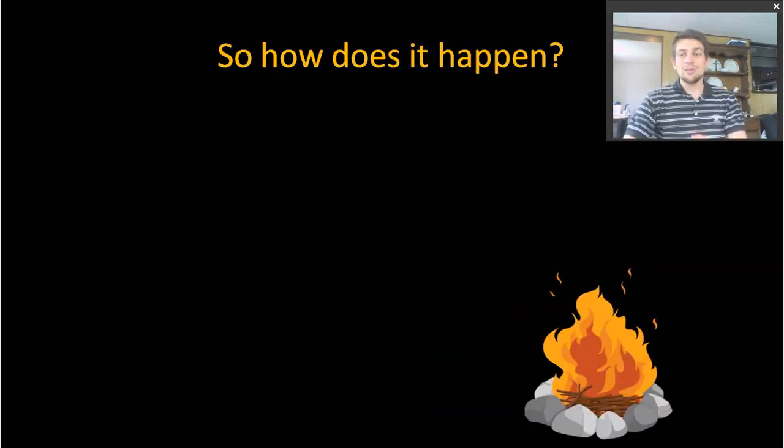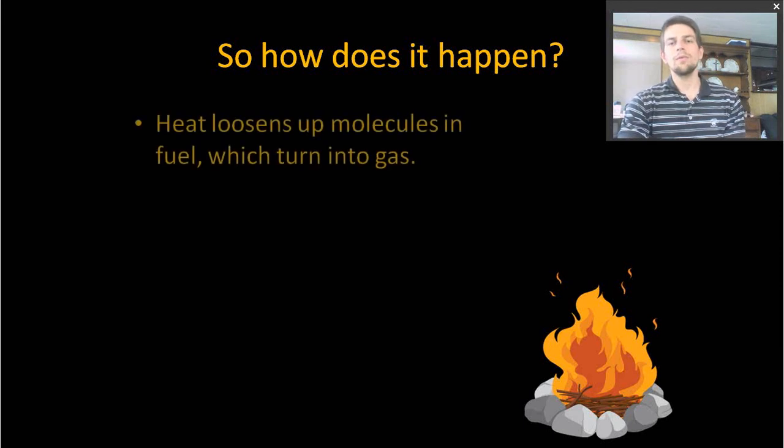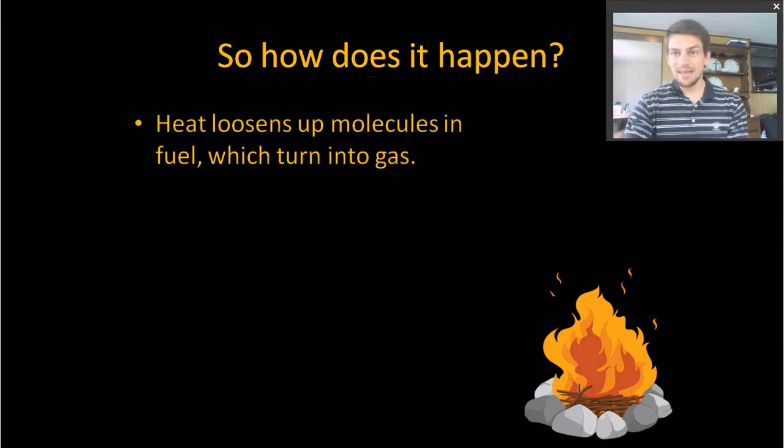Okay, so let's actually talk about how fire happens now. The first thing that happens is that heat, that ignition source, loosens up the molecules in the fuel, which end up turning into gas. If you remember that picture of the wood that I had earlier, where all those molecules stuck together, making up the wood, what happens is when things get hotter, they start to vibrate, so they start to shake a little bit. And when they shake enough, they actually break free, and they go flying off into the air, and they become a gas at that point, so they become part of the air.